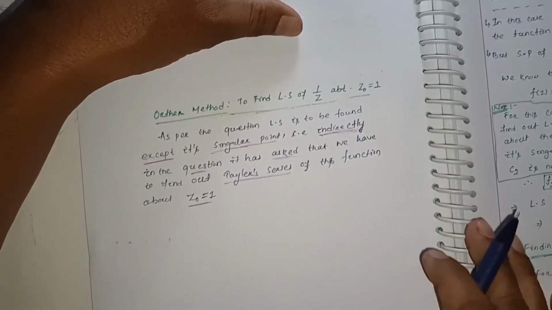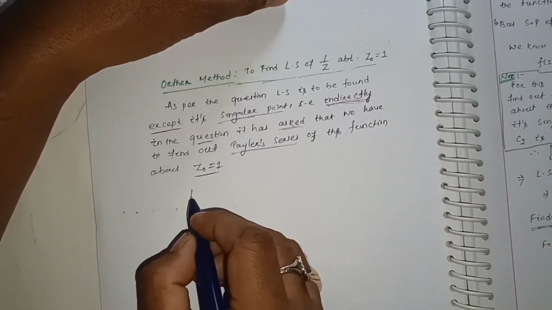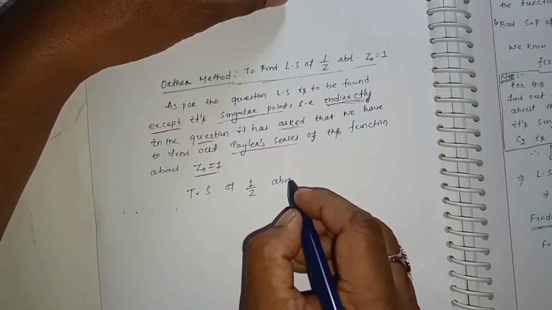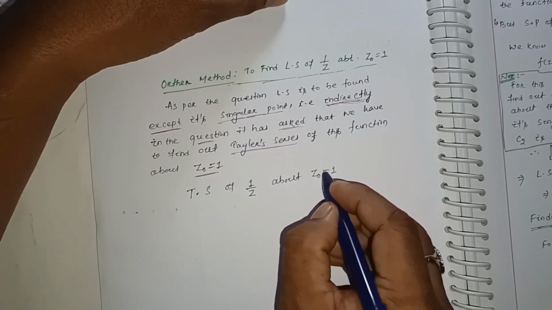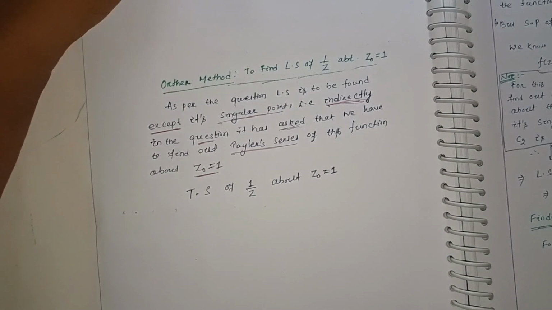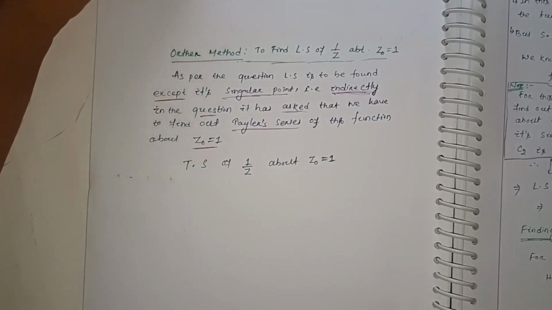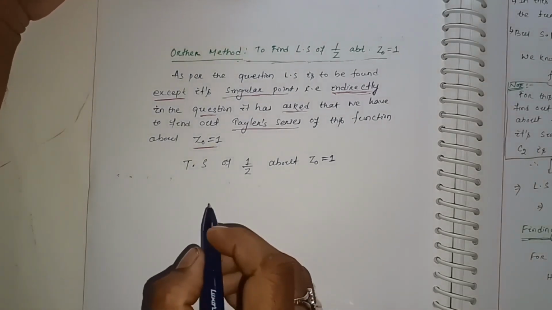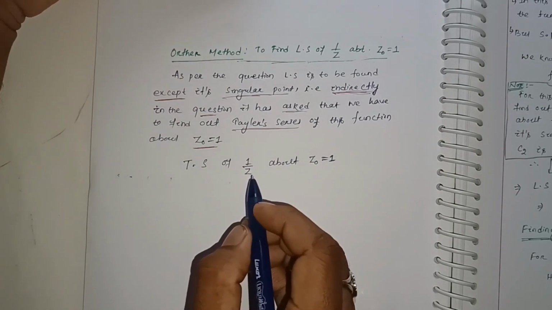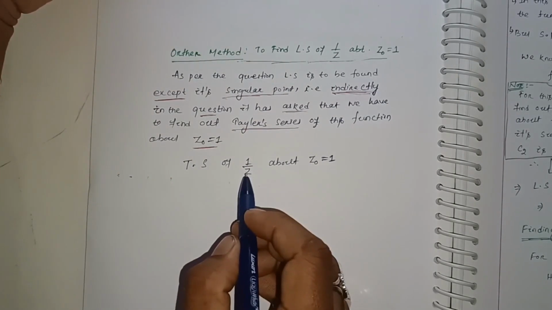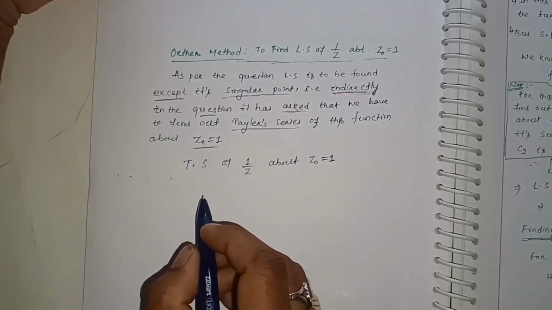So what is the given question? The question is 1 by z. We have to find the Taylor series of 1 by z about z0 equal to 1. You may remember how we evaluated the Taylor series. If you forgot, go back to the previous videos where we discussed the Taylor series. There, suppose this question is given, 1 by z. How do we find the Taylor series? What did we do at that time? You can see.